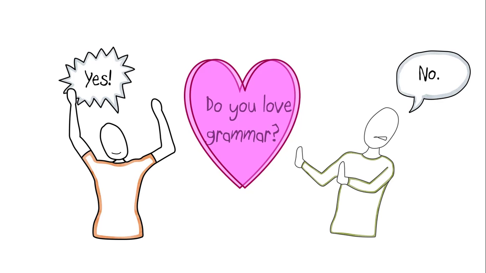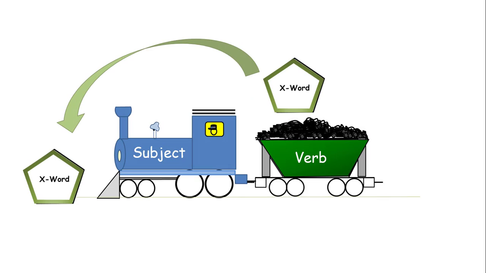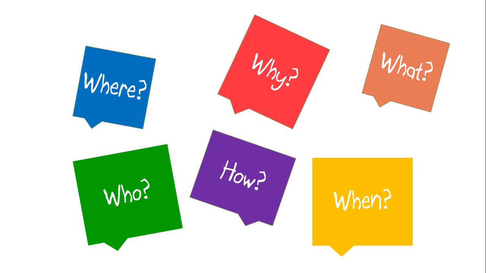How do you make an information question in English? Do you remember how to make a yes-no question? We start by finding the X word. To make a yes-no question, we move the X word to the other side of the subject. But to make an information question, we need one more thing, a question word like who, what, when, where, why, and how.